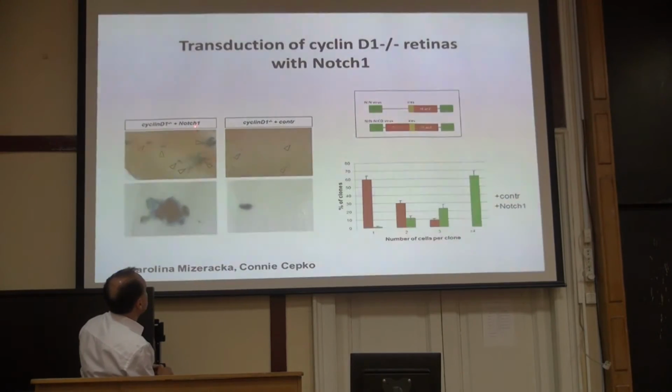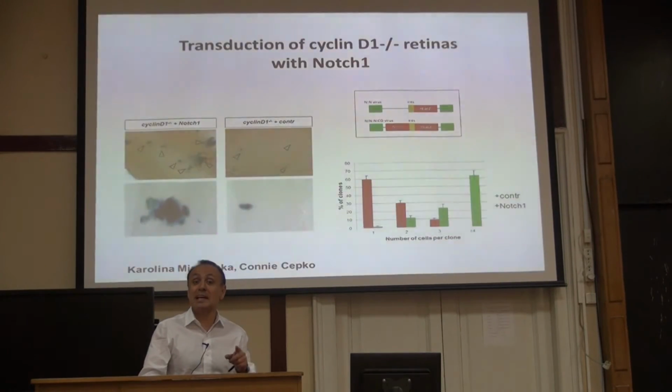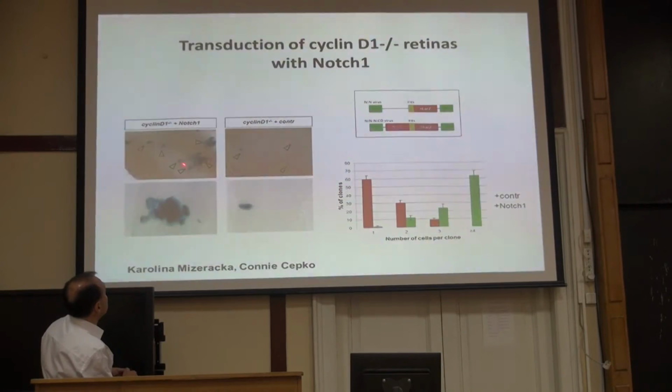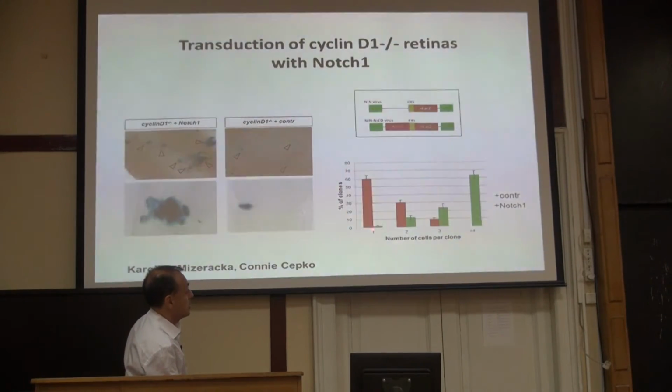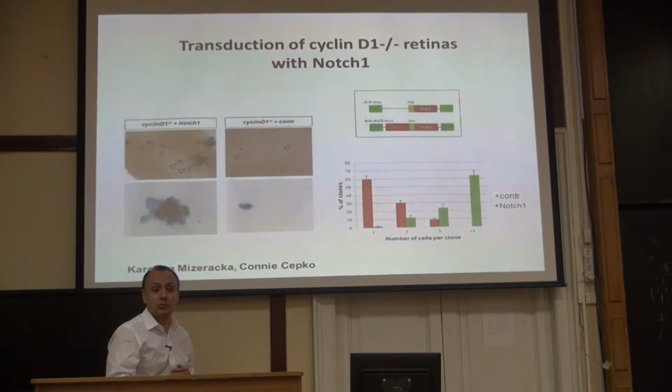But if you put into the eyes virus encoding beta-galactosidase and Notch, well, now you restore proliferation. So you can see there are big clusters of cells. Even with the naked eye, you can see that now there is a nice proliferation of the cells. In this quantification, there are no cells that did not divide, and most clusters contain over 4 cells, indicating that they started to divide.